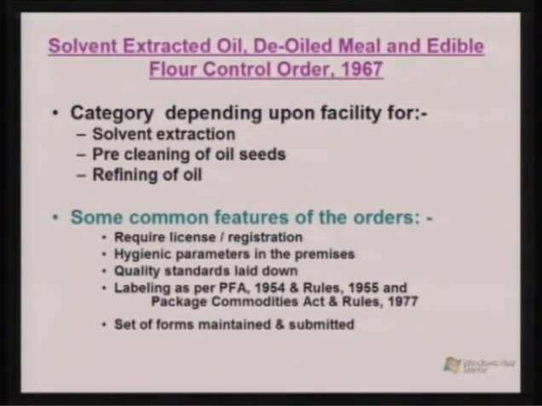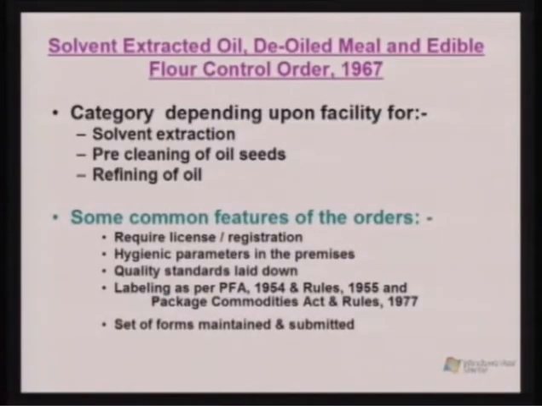The unit which has facility for solvent extraction and also pre-cleaning of oil seeds is categorized as an A category factory. The unit which has solvent extraction, pre-cleaning and also refining facility is categorized as B category. The unit which has only solvent extraction facility is C category. A unit which has solvent extraction and is also engaged in the business of refined oil is categorized as D category, and a unit which has neither solvent extraction nor refining facility, but is still engaged in the business of refined oil or a DOC mill or edible flour mill, is categorized as E category.